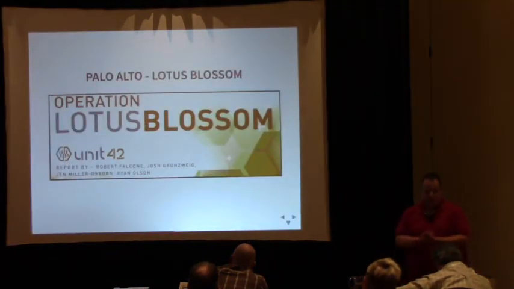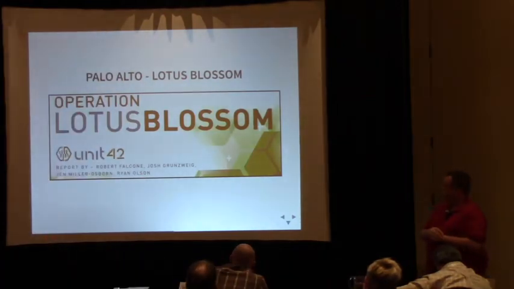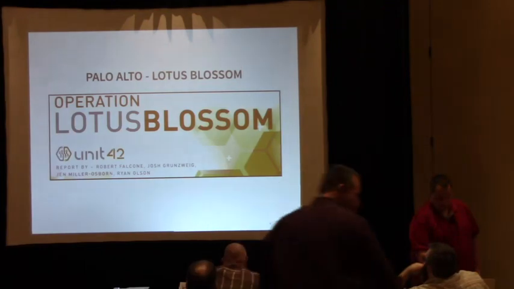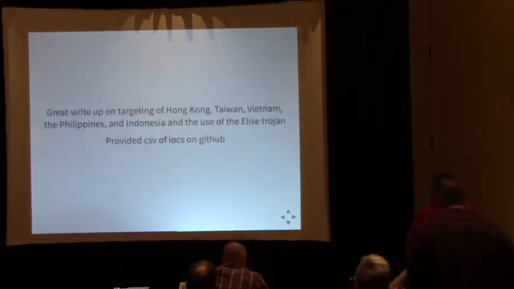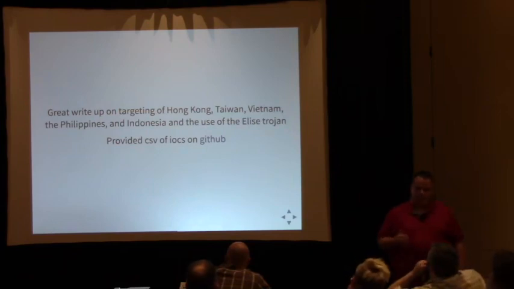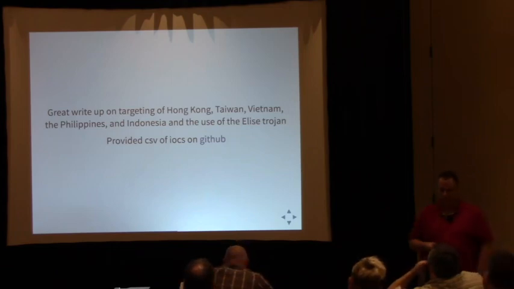So another use case, Palo Alto's Lowball Velocity report. This is a report, I believe, from last year, around this time of year, maybe a little earlier. This report was actually fantastic. It's about a group that targets Hong Kong, Taiwan, Vietnam, Philippines, and Indonesia, mainly Southeast Asia, using open source names, the Elite Trojan. What was great is they provided a CSV of IOCs on GitHub.